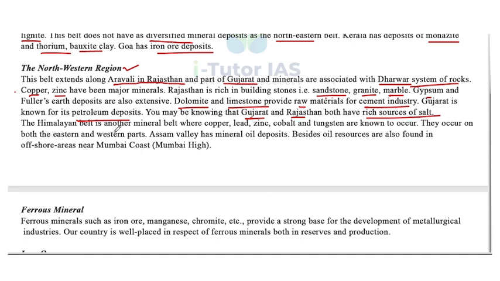The Himalayan belt is another mineral belt where copper, lead, zinc, cobalt and tungsten are known to occur. They occur on both the eastern and western parts. Assam Valley has mineral oil deposits. Besides, oil resources are also found in offshore areas near Mumbai coast, that is Mumbai High.